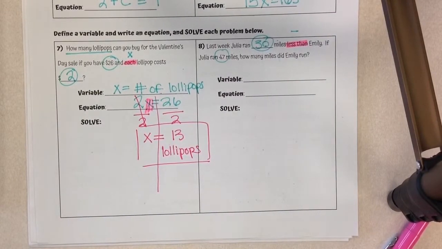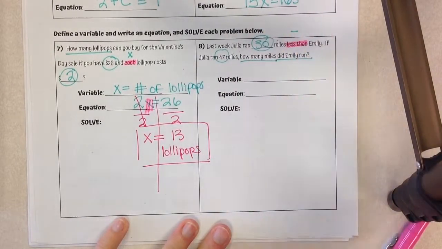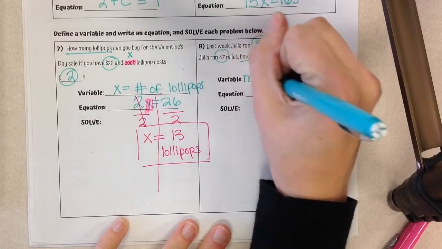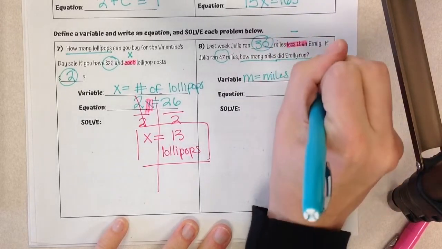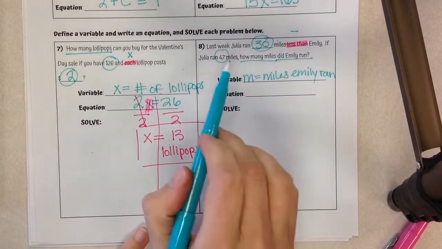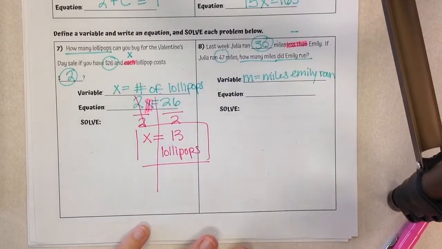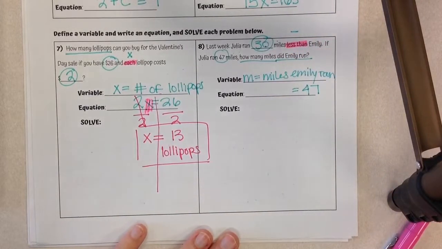And then what's our unknown? I'm looking for the question. It says how many miles, and specifically did Emily run? So I'm going to write M equals miles Emily ran. For our equation, is our total amount 30 or 47? If you're stuck, remember I said most of our problems, the bigger number is going to be what it's equal to.